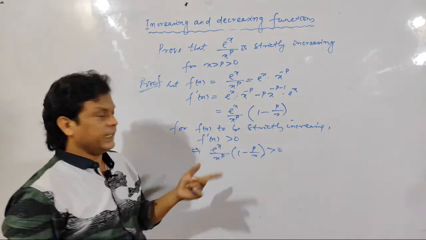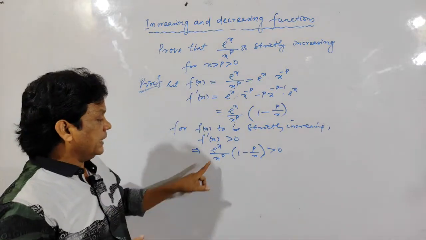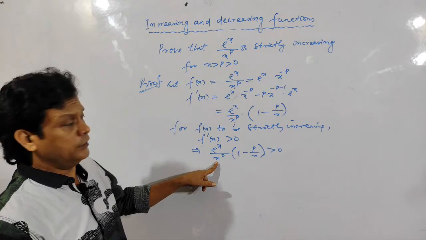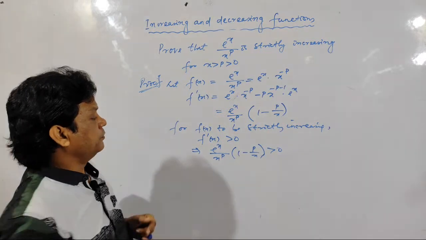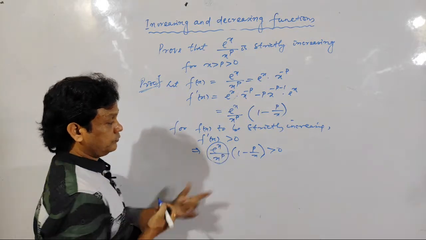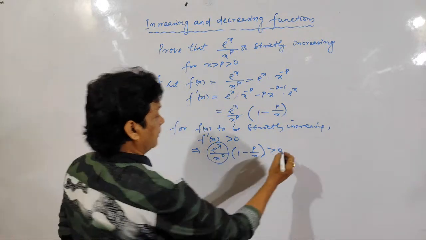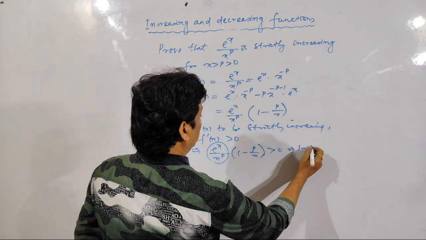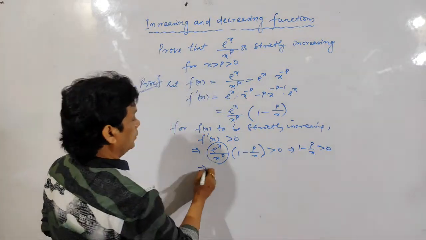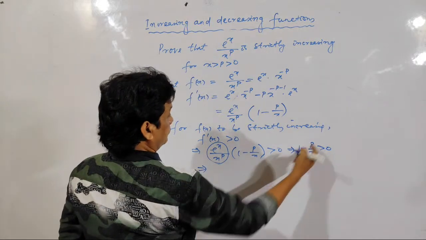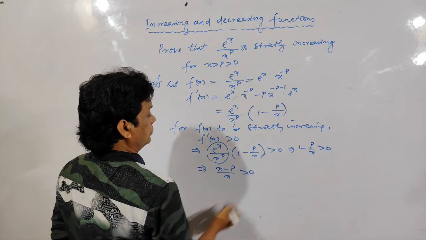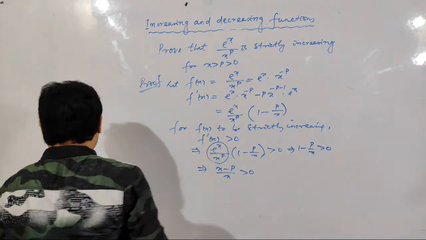And e to the power x is always positive. And x is positive, I have told you, base cannot be negative. So x to the p is positive, so this quantity is positive. Now the remaining quantity: it implies 1 minus p by x should be greater than 0. So it implies x minus p by x should be greater than 0.